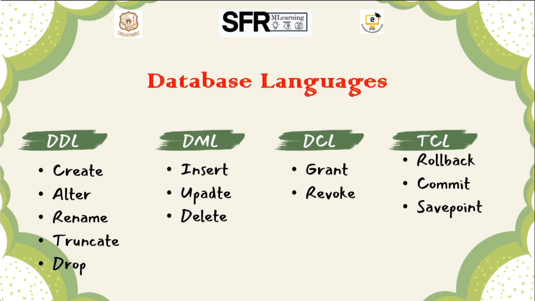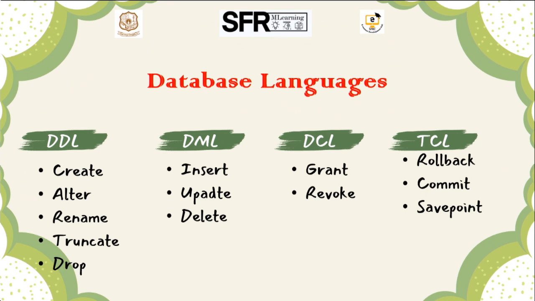First one is grant. It provides specific privileges to a user. Next one is revoke. It removes previously granted permission from a user. Fourth one is transactional control language, TCL command. This command oversees transactional data to maintain consistency, reliability and atomicity.